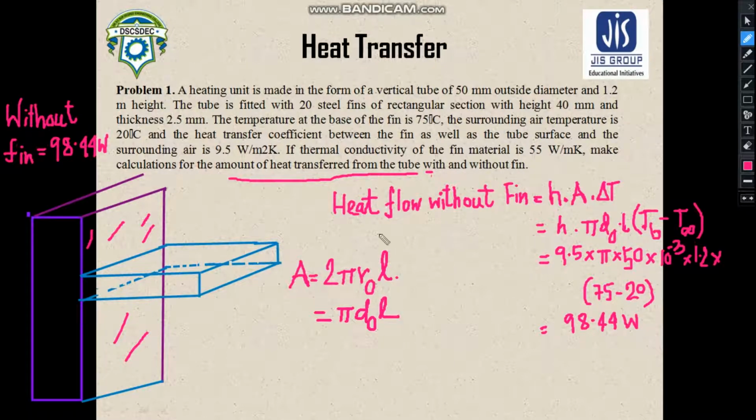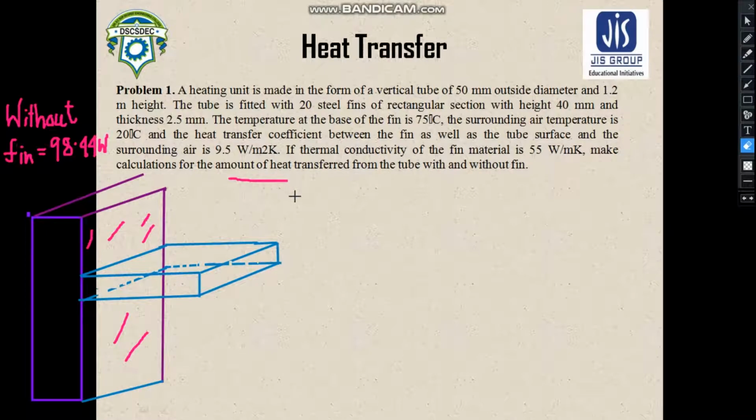So now let us try to find out what will be the heat transferred from the tube with the fins. Now we have to consider that this fin is insulated at the tip. Okay, this fin is insulated at the tip. So if the fin is insulated at the tip, then what is the basic formula to calculate this? I will write it so it can be easily remembered.